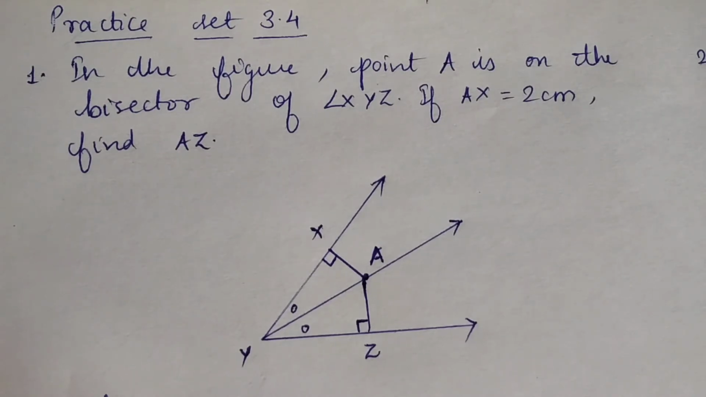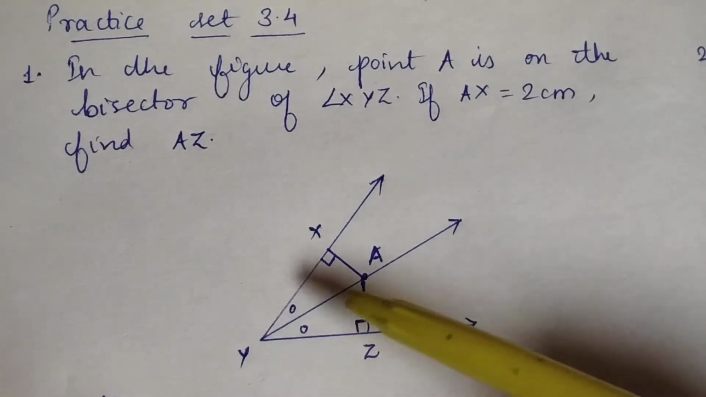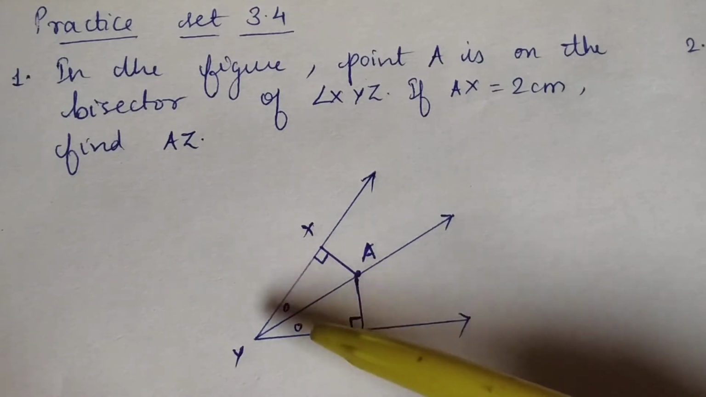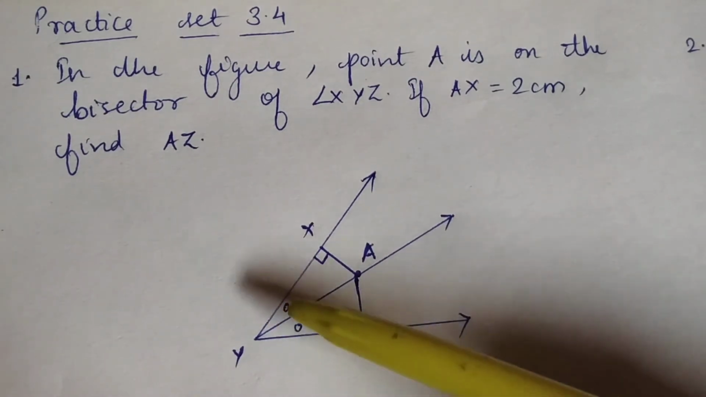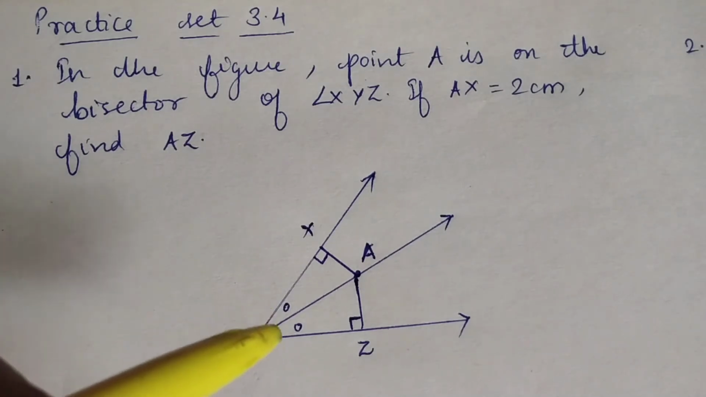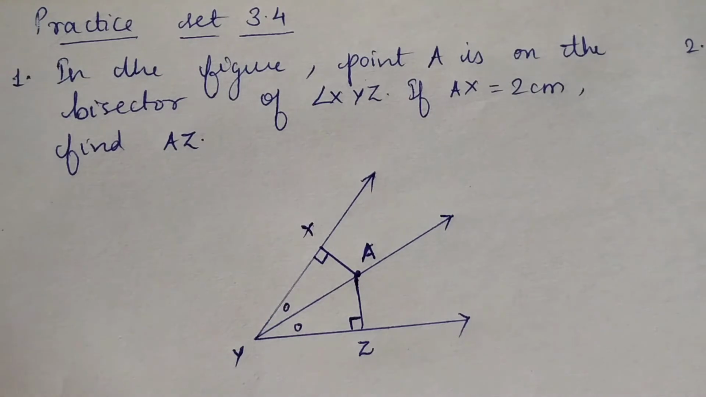Now first of all, you should know what is an angle bisector. Now see, in any triangle, this line or this ray which divides the angle into two equal parts. Can you see these two dots here? Yes, it indicates that one angle has been divided into two equal parts. So in this figure, YA is the angle bisector.